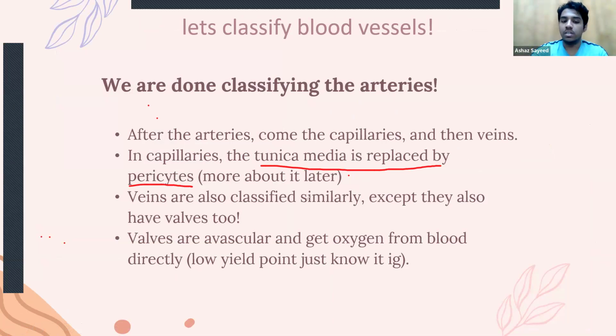Veins are also classified similarly. They also have valves, and valves are avascular. Nothing much.